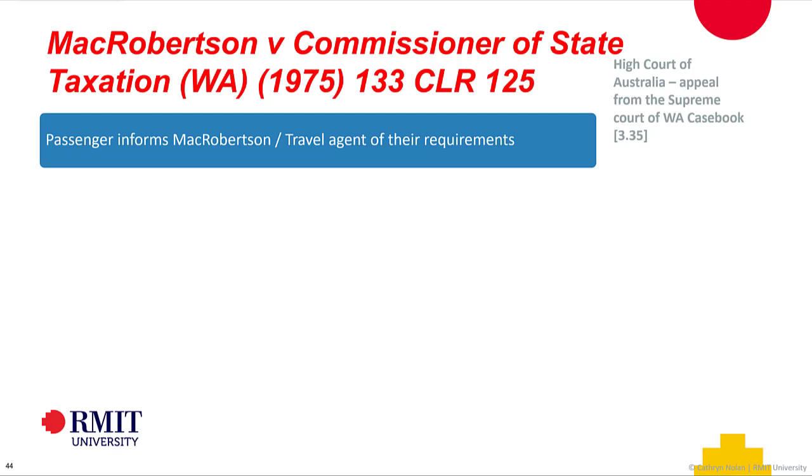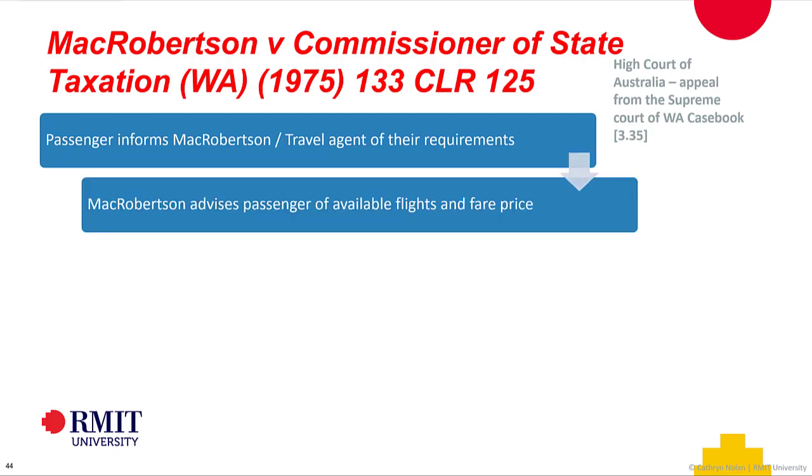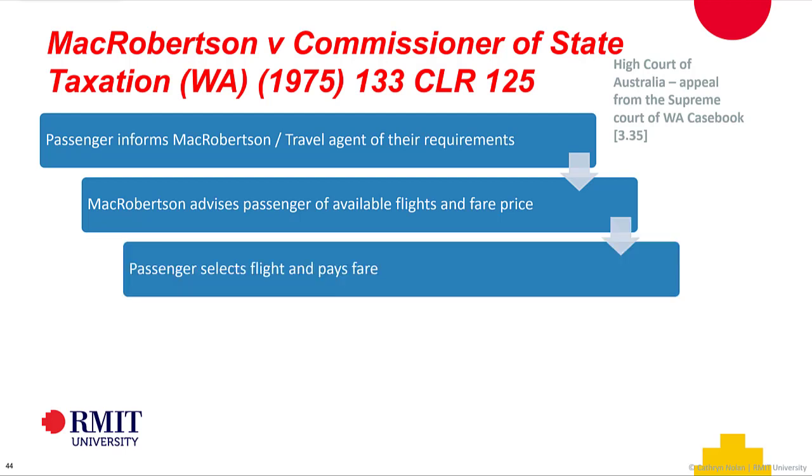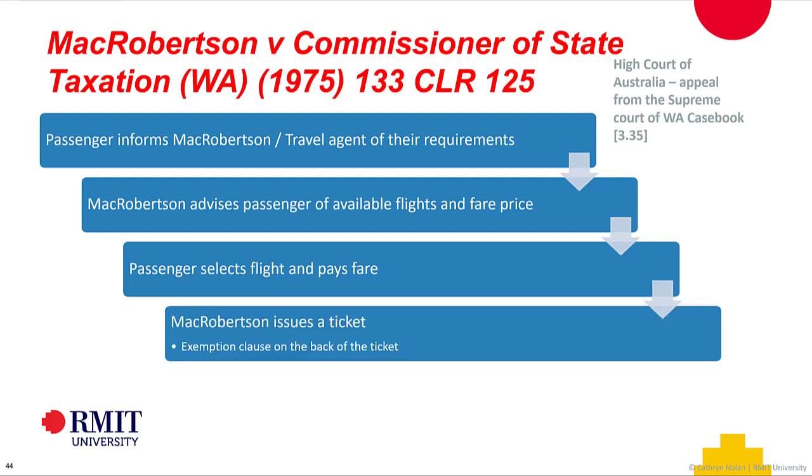So MacRobertson owned an airline and had a travel agent. The way it worked is passengers would go to the travel agent and say, I want to fly to Fiji, wherever they wanted to go. At that point, the travel agent or the airline would say, these are the flights that we've got available, these are the times, not terribly different from how it happens now, and this is how much they cost. The passenger would select a flight and pay the fare. At that point, they would get a ticket.